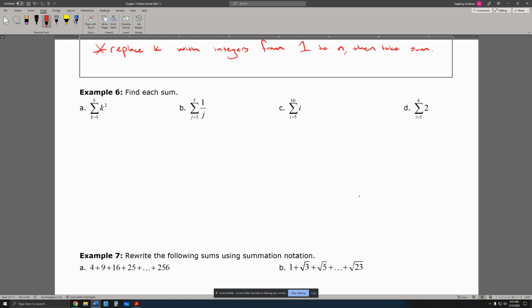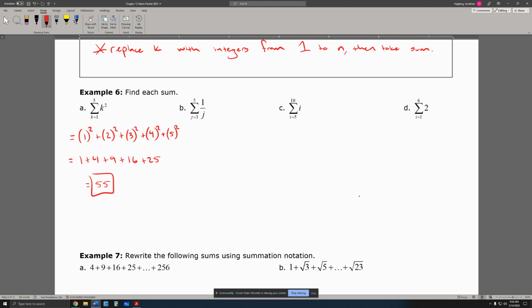So this is saying find the sum from 1 to 5 of k squared. Okay, so this is equal to plugging in 1, and then 2, and then 3, and then 4, and then 5, and then we're going to add all of those up. So we're just squaring the input. So this is equal to 1 squared plus 2 squared plus 3 squared plus 4 squared plus 5 squared. Okay, well, this is equal to 1 plus 4 plus 9 plus 16 plus 25, which is equal to 55. Okay, so this is the sum of the first terms of the sequence k squared from 1 to 5.